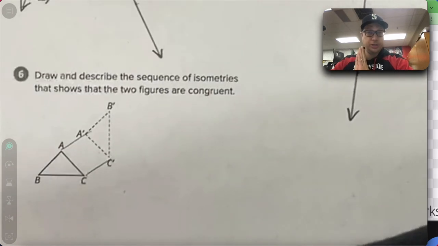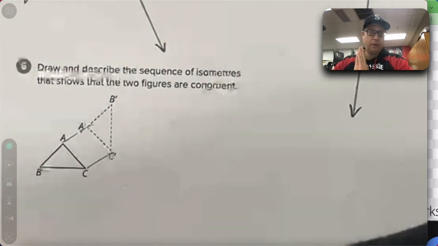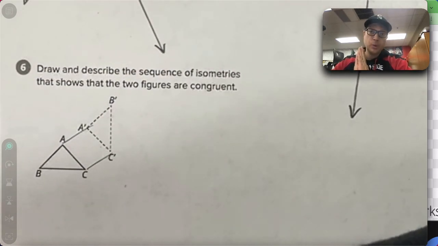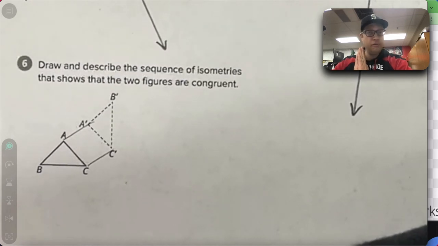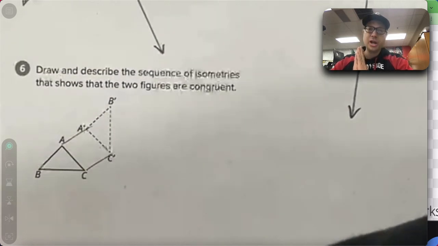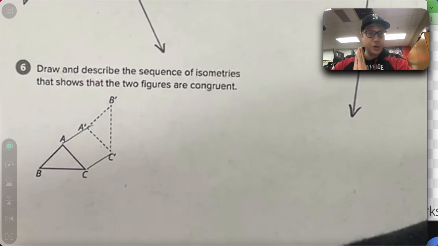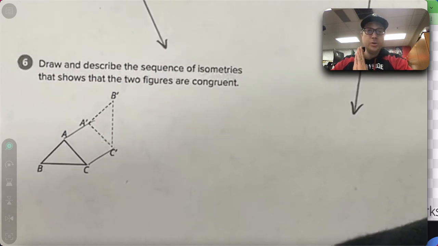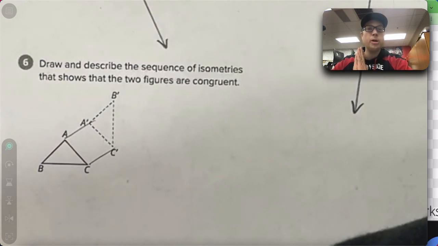First you do a translation from A to A prime of the triangle ABC. Then you do a rotation of the triangle ABC centered at A prime so that C goes to C prime. And then you do a reflection over the line A prime, C prime so that triangle ABC goes to triangle A prime, B prime, C prime.